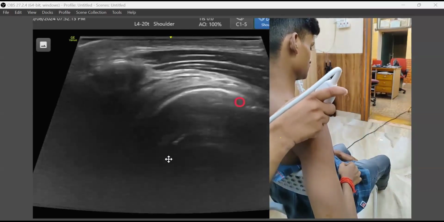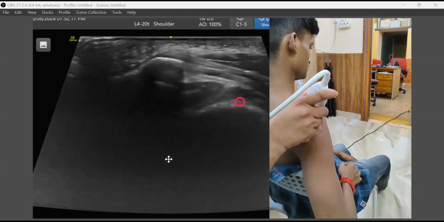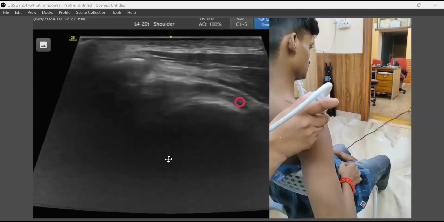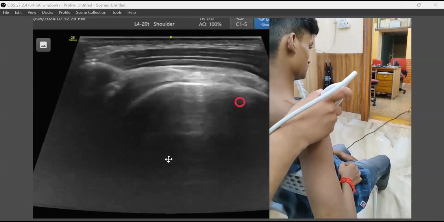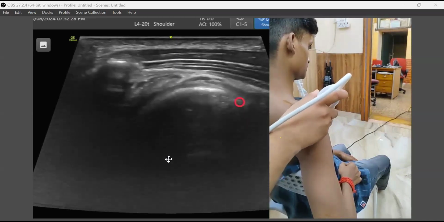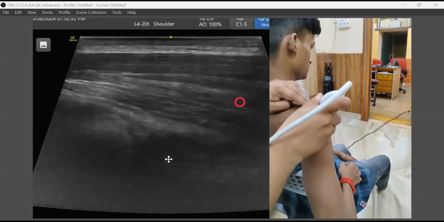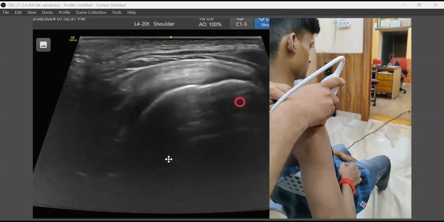Okay. So here we can see the acromion at this point, and just below the acromion is our supraspinatus. Now, getting a better view is what we always want to show. Just 1 second. Okay.